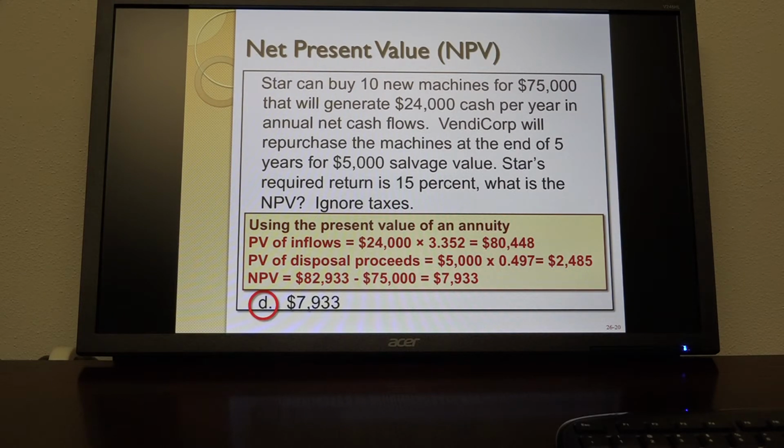Well, think about this. What does this discount rate mean? What does the 0.497 indicate to you? Well, it means that $5,000 received 5 years from now is worth 0.497 of what $5,000 received today would be if the discount rate is 15%.